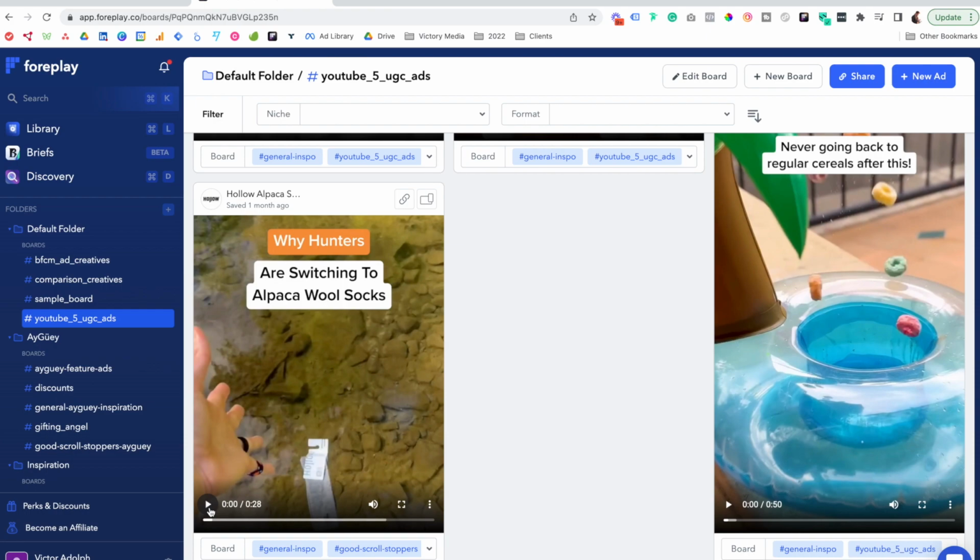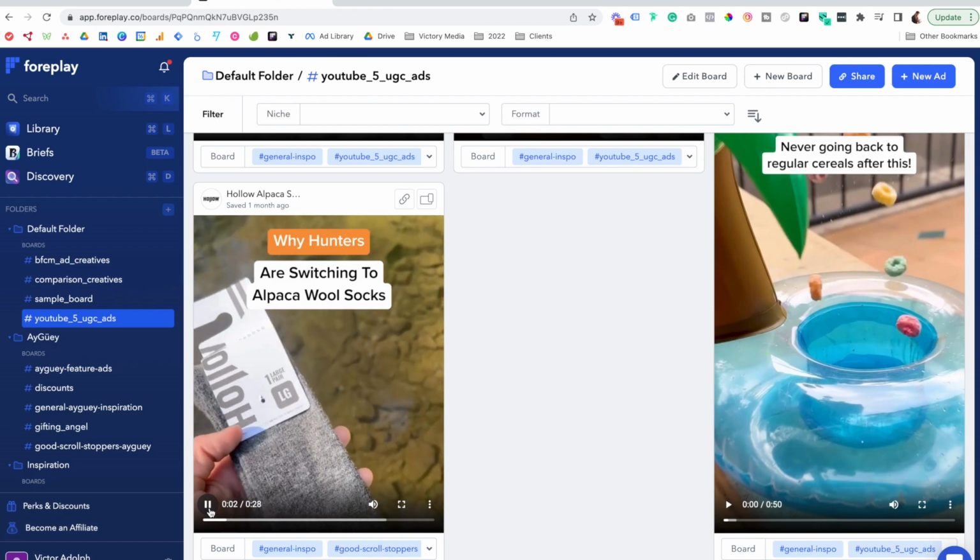So why hunters are switching to alpaca wool socks. You can really again see why they're looking to niche down into a particular subset of their target audience. Hunters are switching to alpaca wool socks.